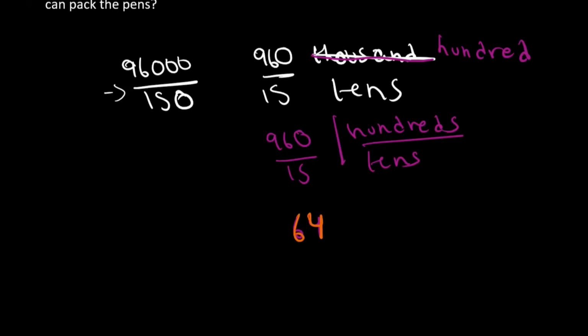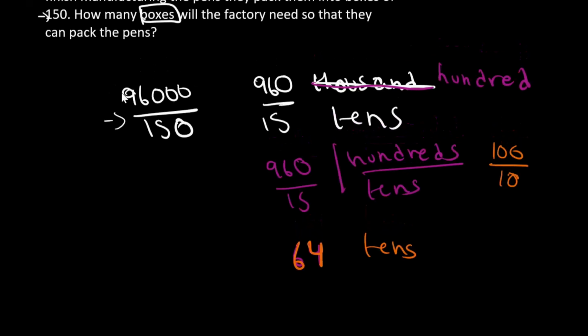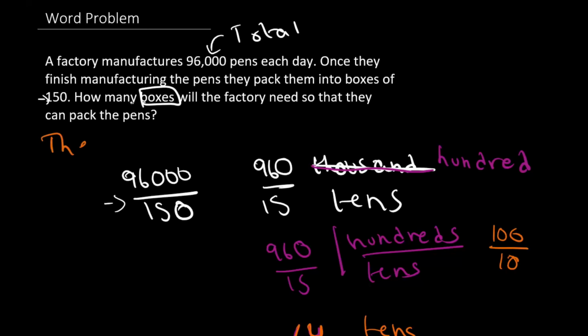Now, hundreds divided by tens. Do you remember how we got the hundreds? We took a 0 from the thousands to add it to 960. So 100 divided by 10 is 10. So 64 tens also equals 640. So the factory needs 640 boxes.